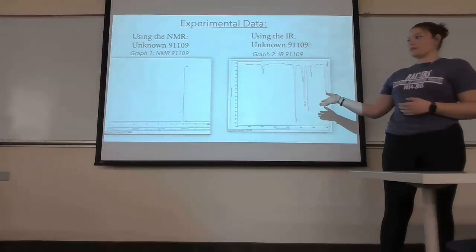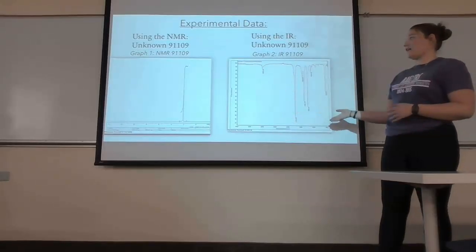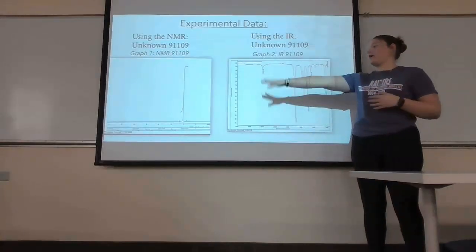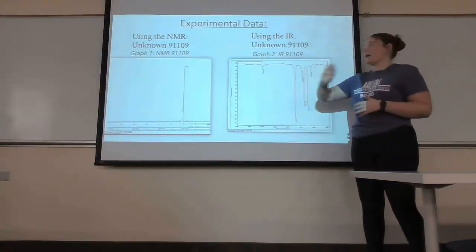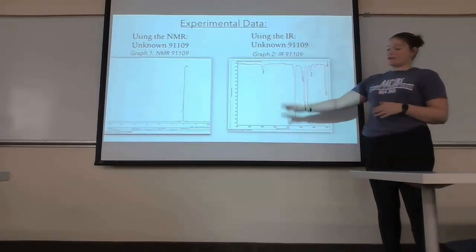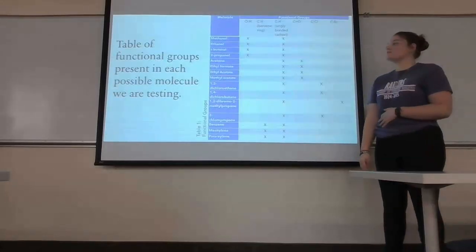So this is my experimental data for the NMR on the far side and the IR over here. For these, we can elaborate that there's only one peak with the NMR and multiple peaks for the IR because there are different elements being shown for different functional groups.